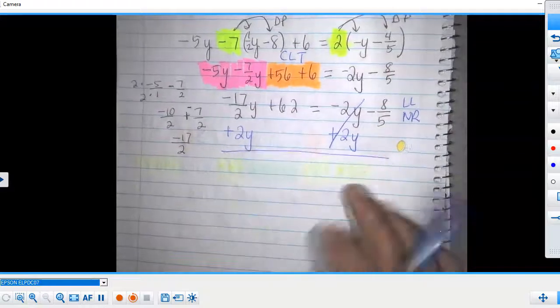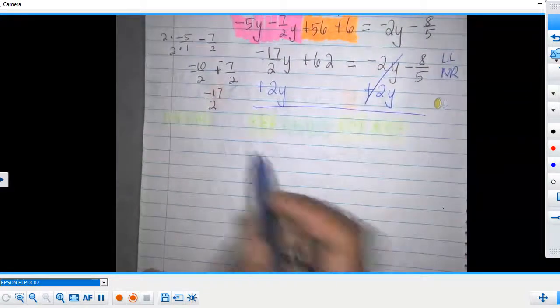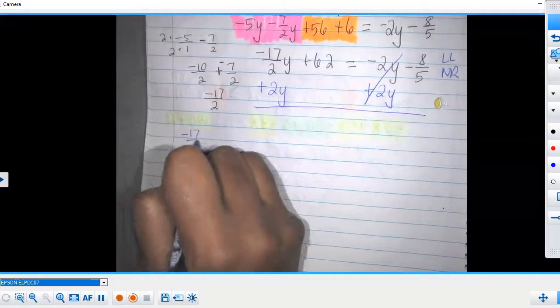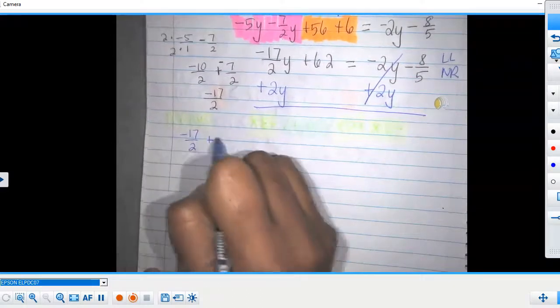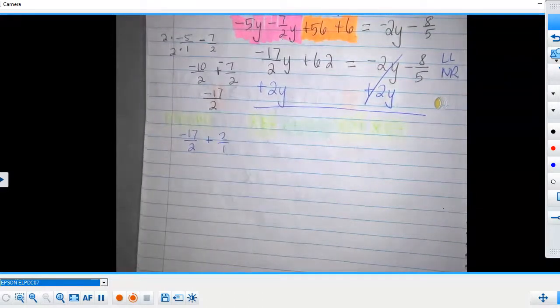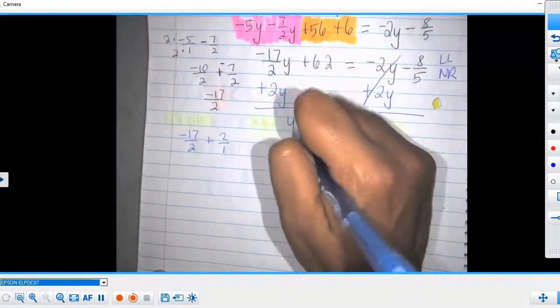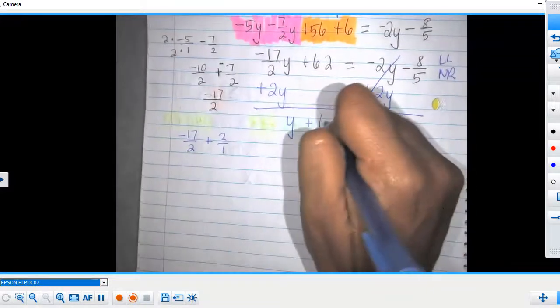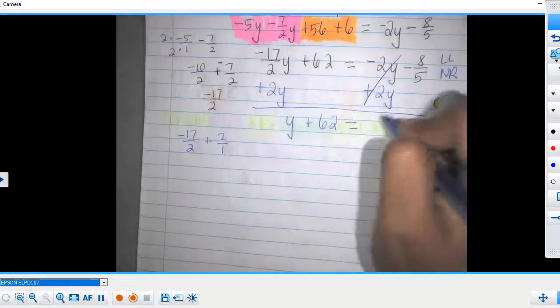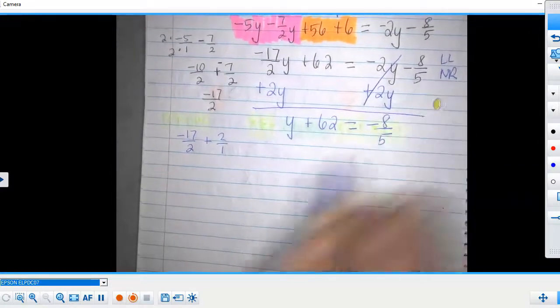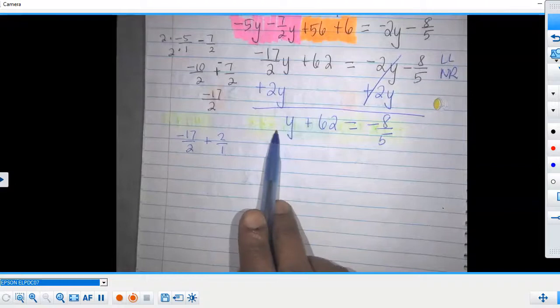Now I'm going to come to the side of my paper and I say, hey, I have negative 17/2 plus 2 over 1. I'm just ignoring the y's. I already know a y is going to be there because it's like terms. The 62 is going to be there. Okay, so let's do the arithmetic for this coefficient.